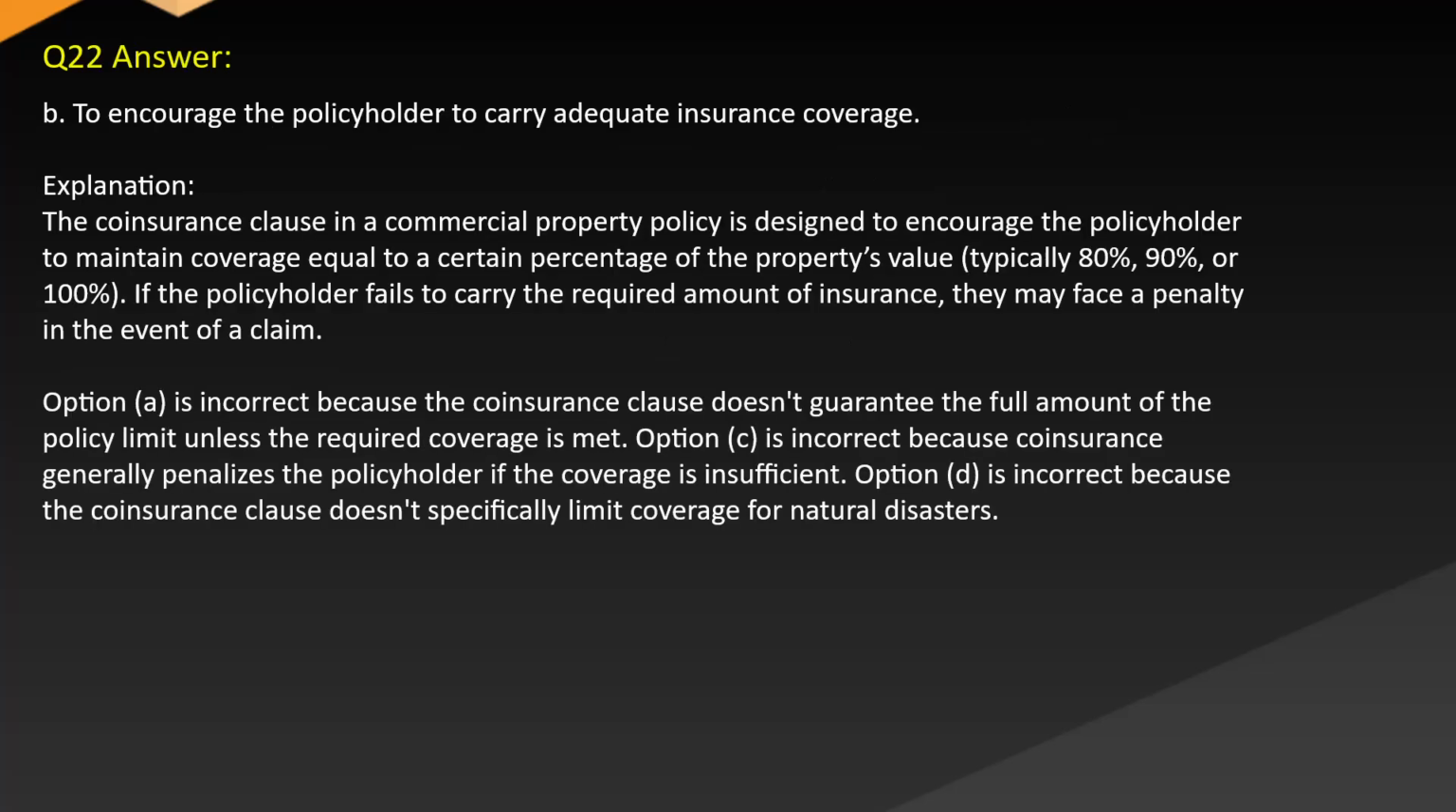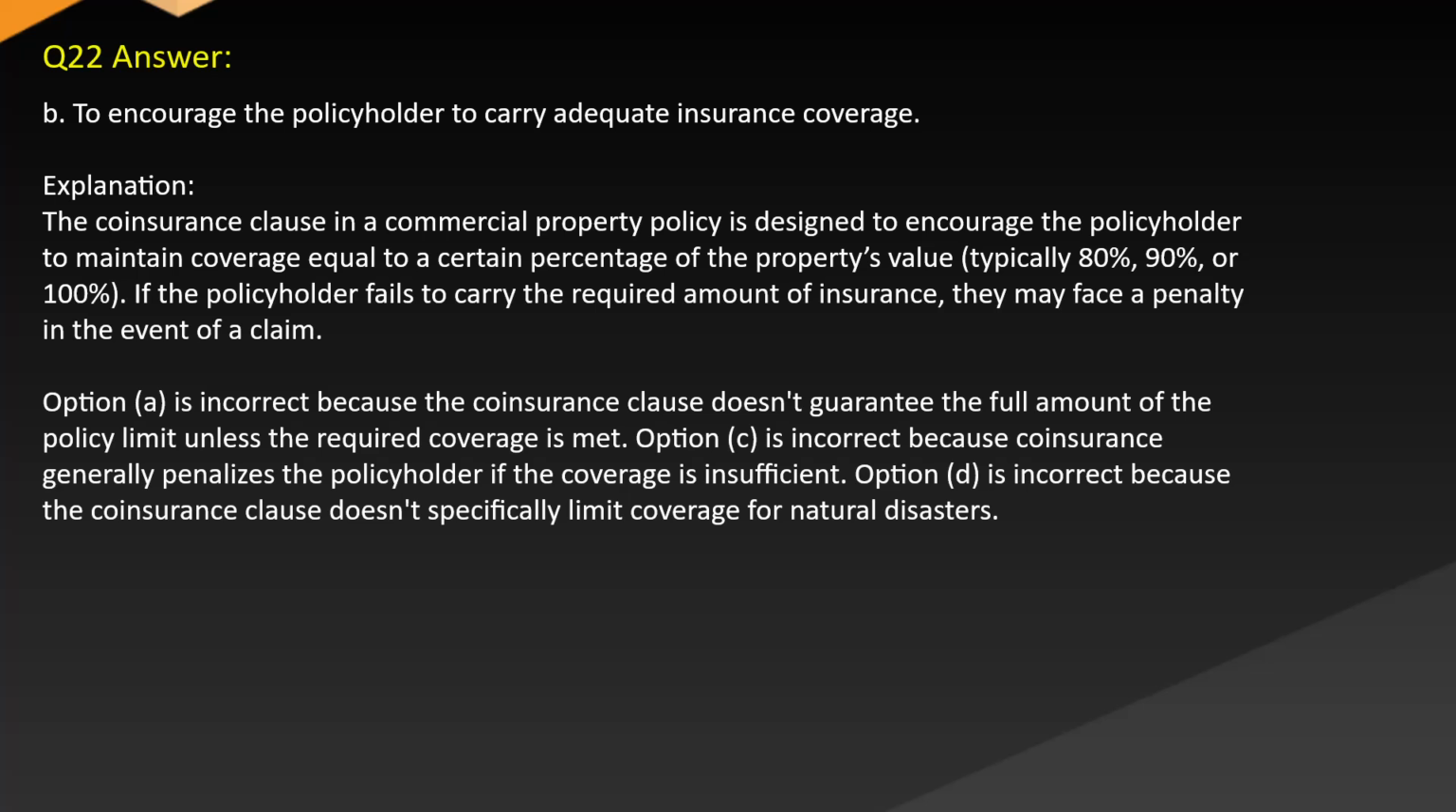Answer: B. To encourage the policyholder to carry adequate insurance coverage. Explanation: the coinsurance clause in a commercial property policy is designed to encourage the policyholder to maintain coverage equal to a certain percentage of the property's value, typically 80%, 90%, or 100%. If the policyholder fails to carry the required amount of insurance, they may face a penalty in the event of a claim.